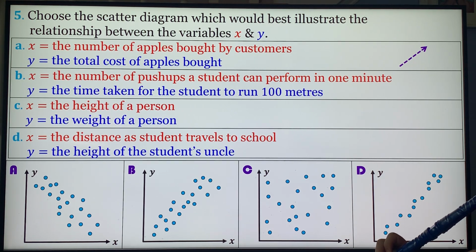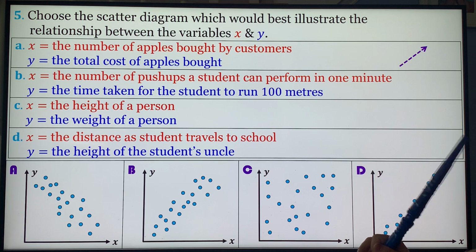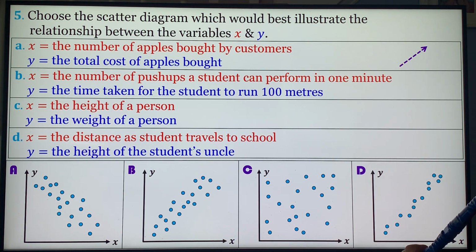Do you think it's pretty straightforward, or do you think it's kind of all over the place? What do you think? I'm going to go with D. Why D? Well, because it's priced per apple. You usually pay per pound, right? And all apples weigh about the same. So each apple costs about the same amount of money. So every apple you add on goes up about the same height. So it's going to be a strong linear correlation.